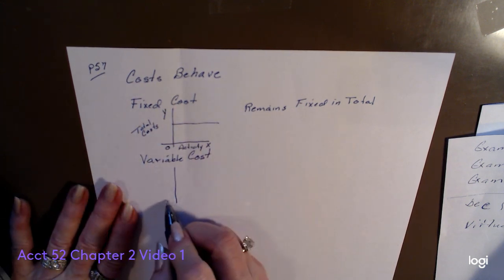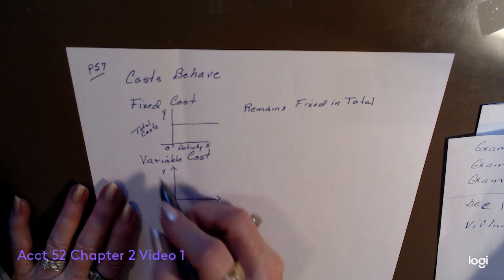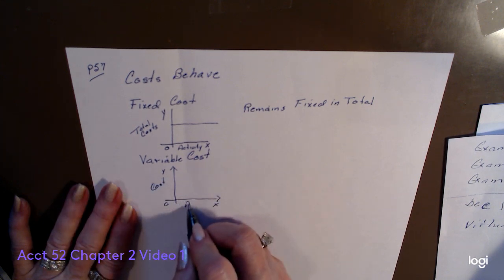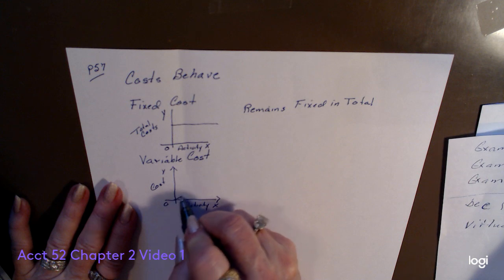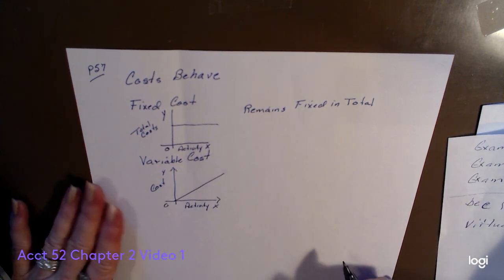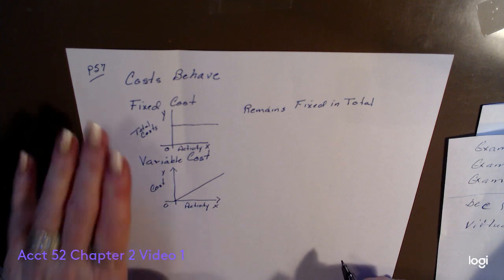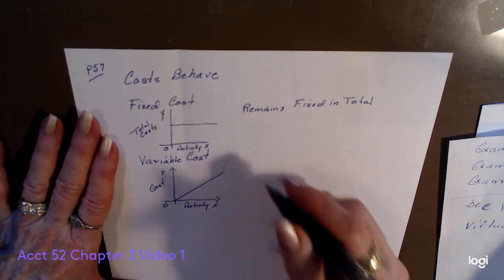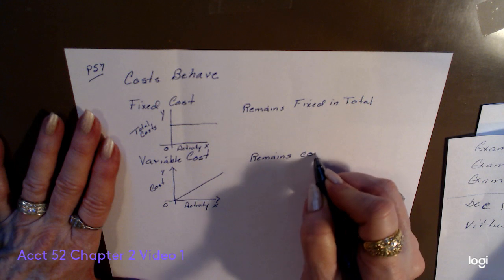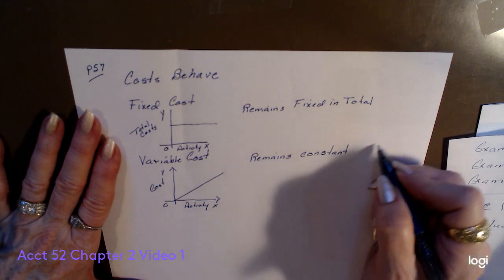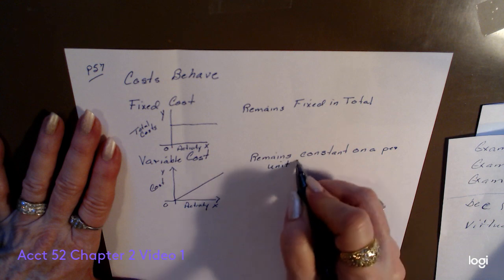Variable costs intersect the XY axis at 0 and slope upward and to the right. And how steep or low it is all depends on the cost, and it also depends on the activity. A variable cost remains constant on a per unit basis.